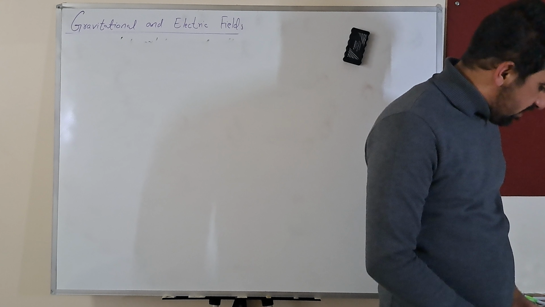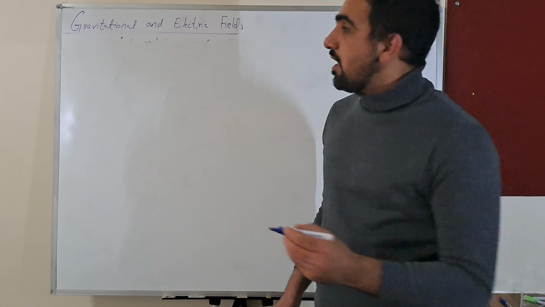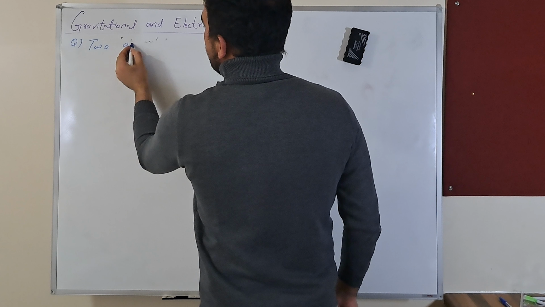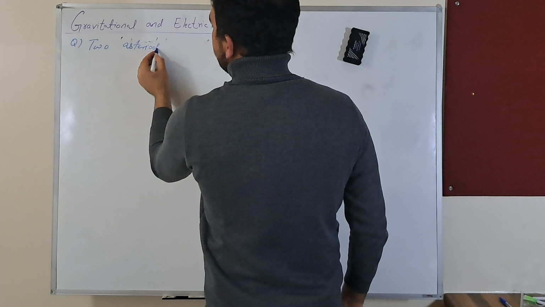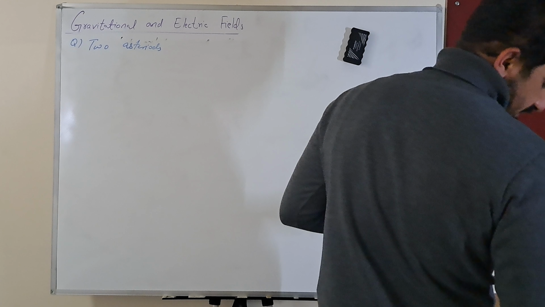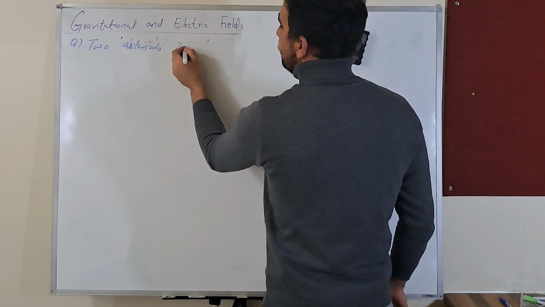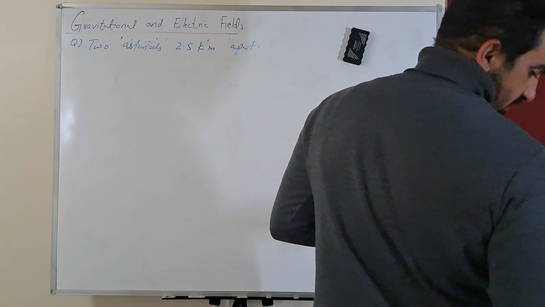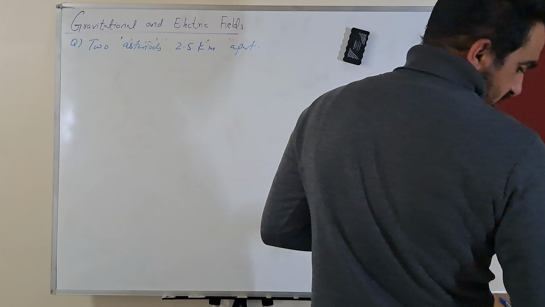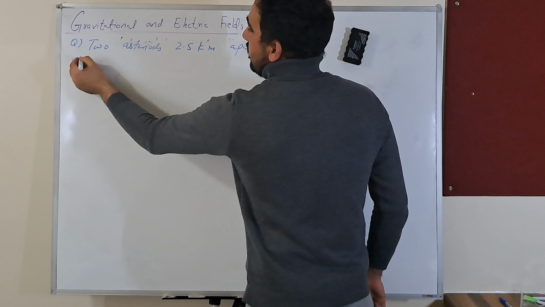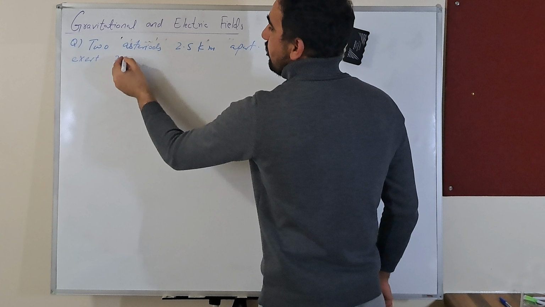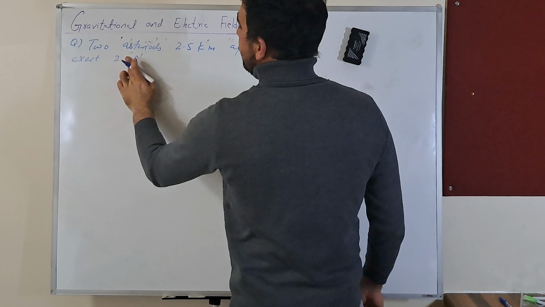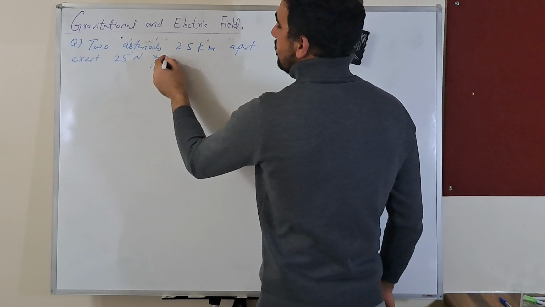So this is very similar to the previous one that we did. Two asteroids, 2.5 kilometer apart. So this is our R1, 0.5 kilometer apart. Exert gravitational force on each other, 25 Newton. 25 Newton force on each other.